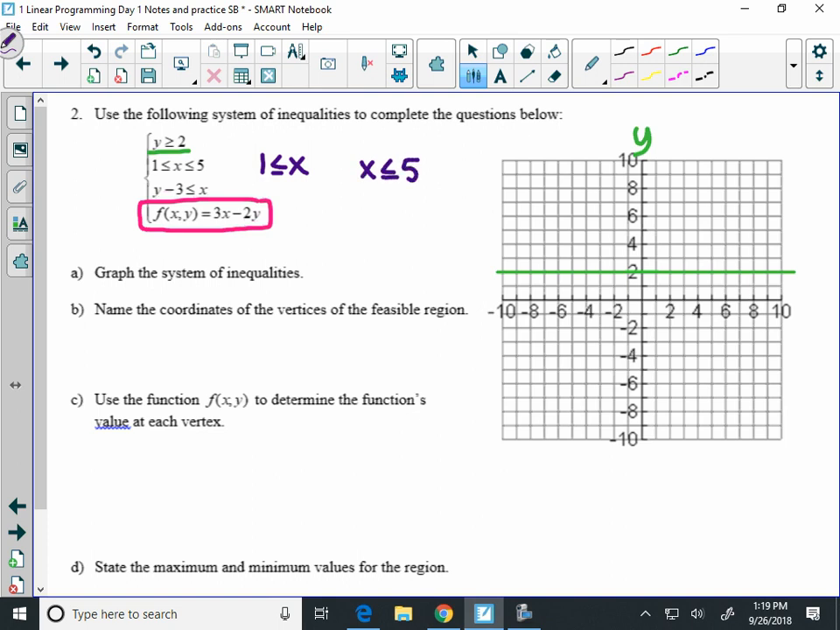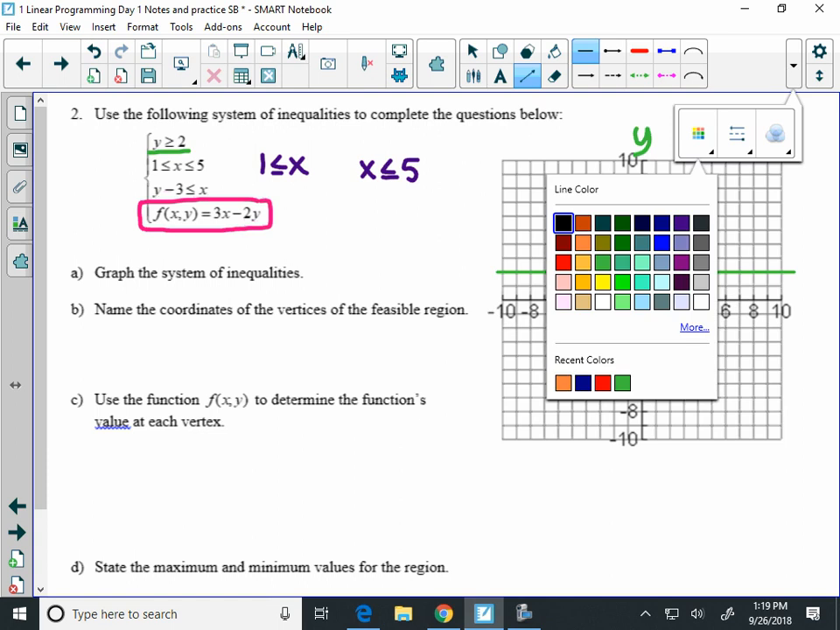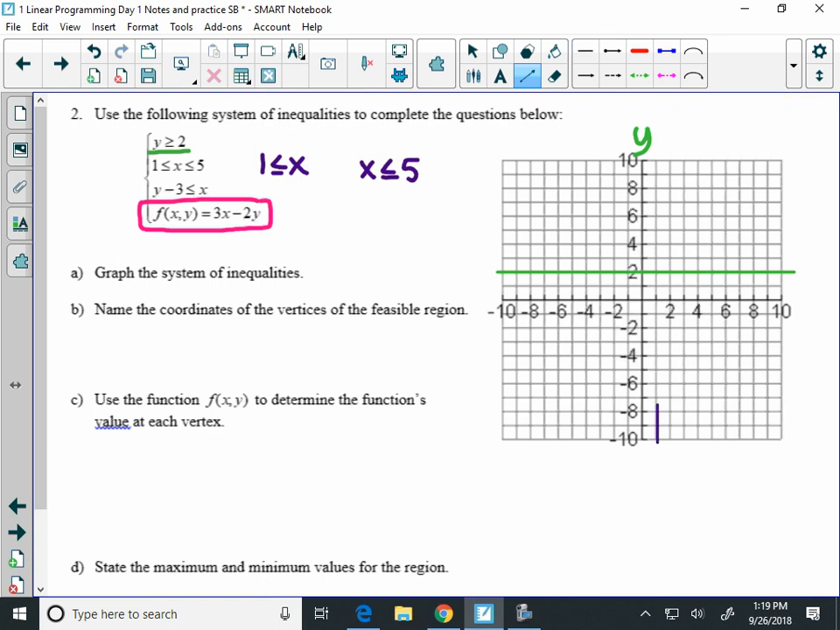What that tells me is that I'm going to graph 2 lines here. I'm going to graph one line here at x equals 1. Is that going to be vertical or horizontal? Vertical. So let's graph a vertical line at 1. Use purple here. All right, and then I'm going to graph another vertical line at 5.